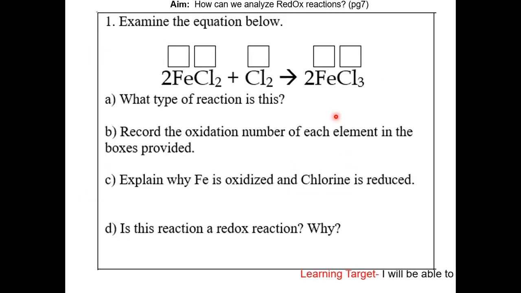Now let's look at different types of chemical reactions and identify if it's a redox reaction or not. What type of reaction is this? This is a synthesis reaction. We're now going to identify the oxidation number of each element.